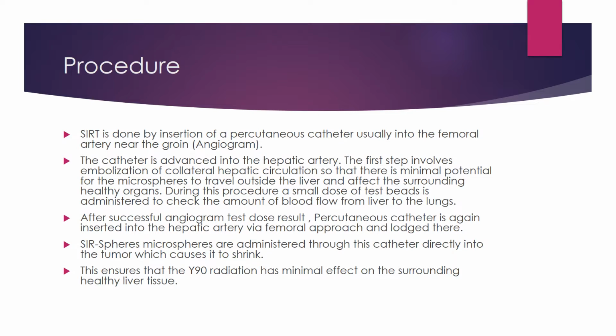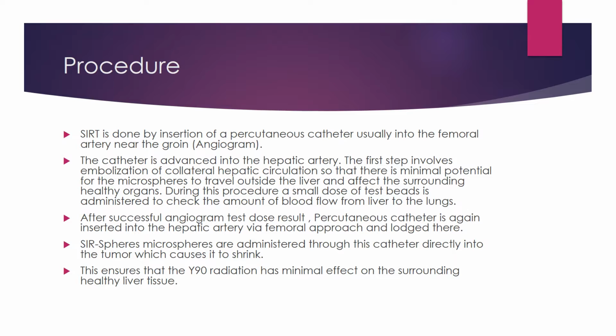Now we go on to the procedure. SIRT is done by insertion of a percutaneous catheter, usually into the femoral artery near the groin. The catheter is advanced into the hepatic artery. The first step involves embolization of the collateral hepatic circulation so that there is minimal potential for the microspheres to travel outside the liver and affect the surrounding healthy organs.